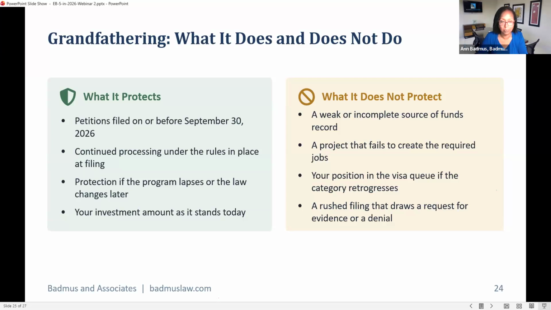So even if you file before September 30th, if the visa queue retrogresses while your application is still processing, you have your priority date, but it does not mean that you're not still subject to that visa queue as well. So it's very important to make sure that you don't rush a filing. Make sure it is airtight as much as possible so that you can be sure your priority date is maintained and you also have the greatest chance of success for your application.